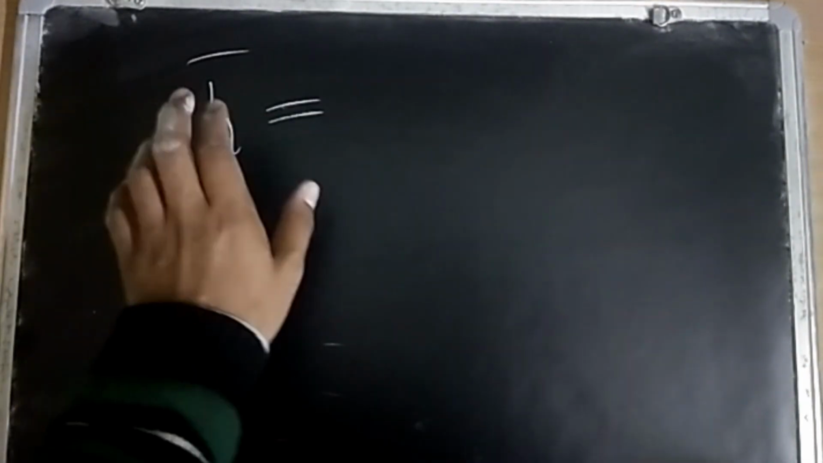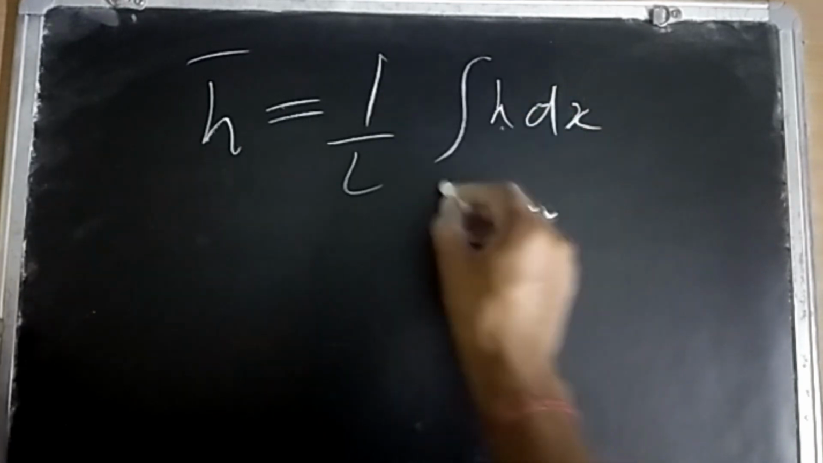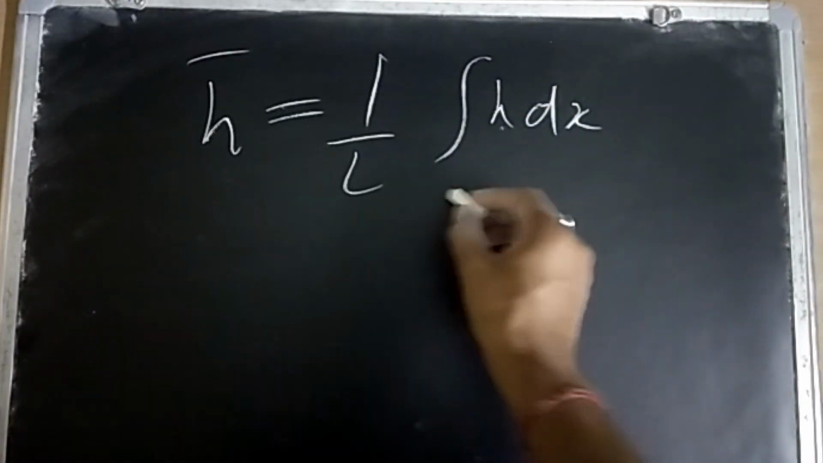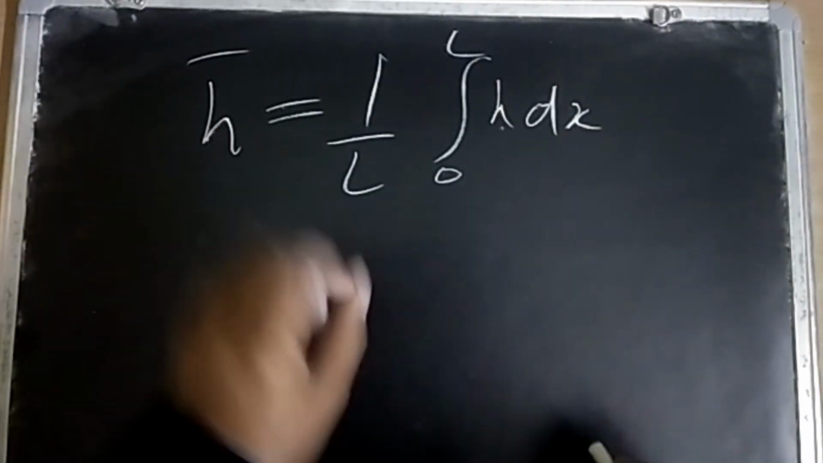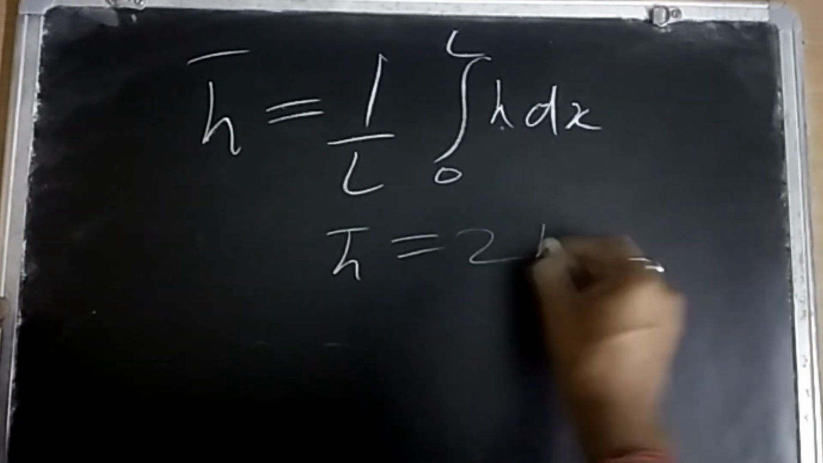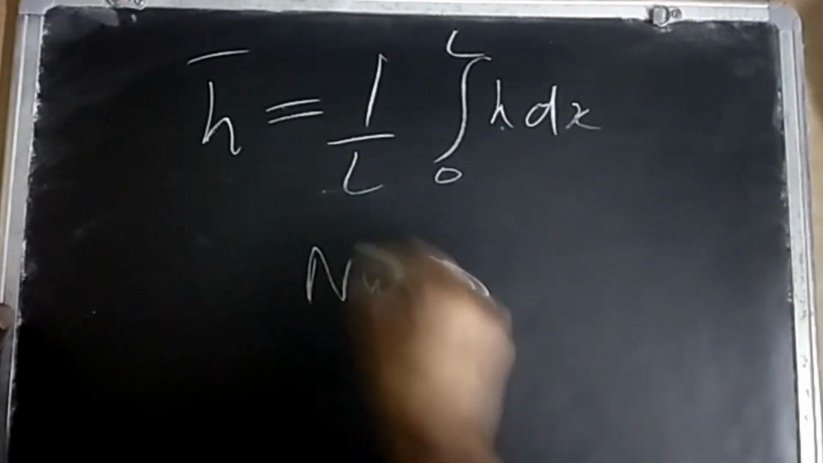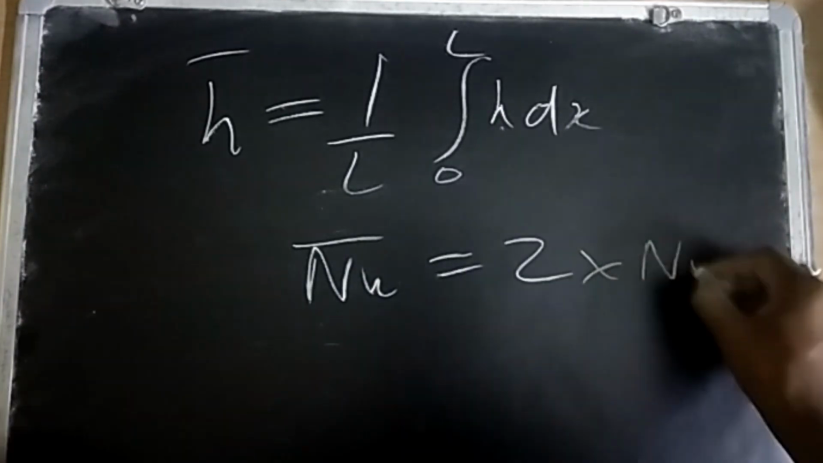H bar, the mean heat transfer coefficient, is 1 upon L integral of local h from 0 to L. This is the mean average. So in most cases it comes 2 times h, depending on the flow pattern. And Nusselt mean also comes 2 times Nusselt. Nusselt is also hL by k.